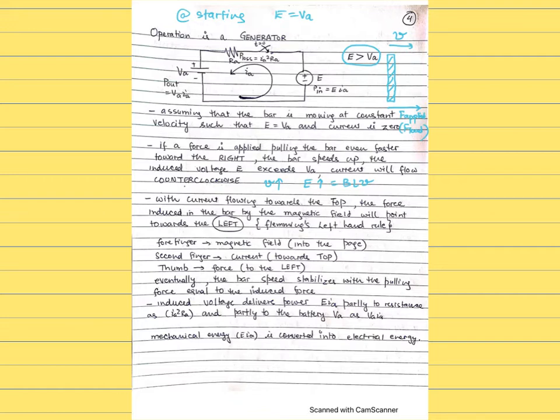Now we learned that IA equals VA minus E over RA. Once this E goes higher than VA, this IA will be negative. So if positive IA was in the clockwise direction, the negative IA will be in the counterclockwise direction. So this will be the direction of the current. Make sense, guys? So with that direction of current, now what is happening?